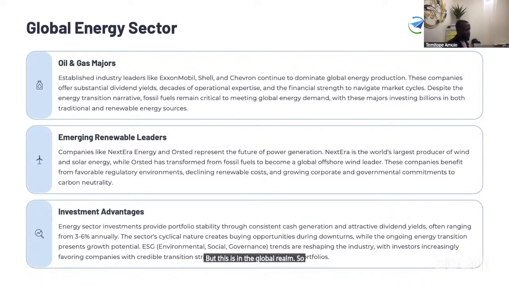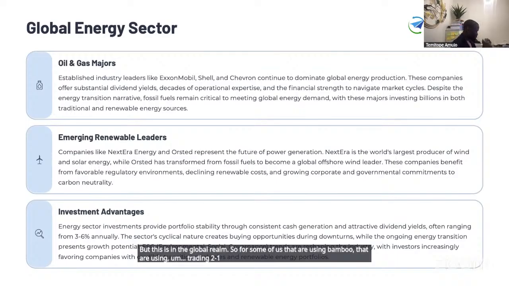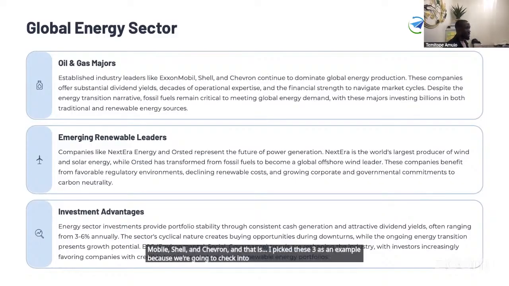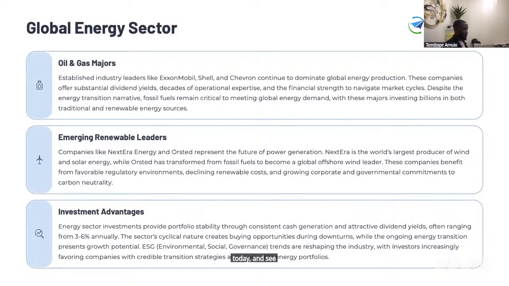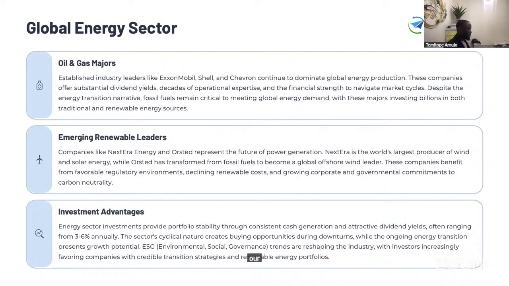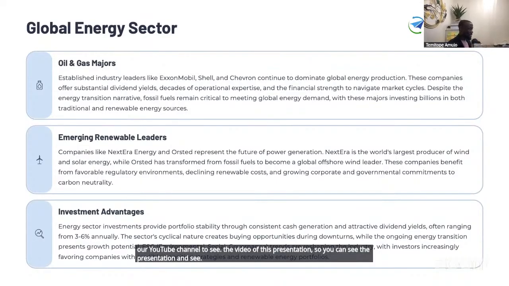So for some of us that are using Bamboo, Trading 212 and the likes, you may begin to look for the performance of Exxon Mobil, Shell, and Chevron. I picked these three as an example because we're going to check their stock today and see how they perform. For some of us watching me on Instagram, at the end of the class, you can go and check our YouTube channel to see the video of this presentation, so you can see the presentation and the screen later.